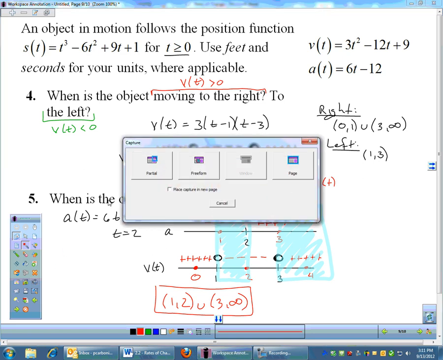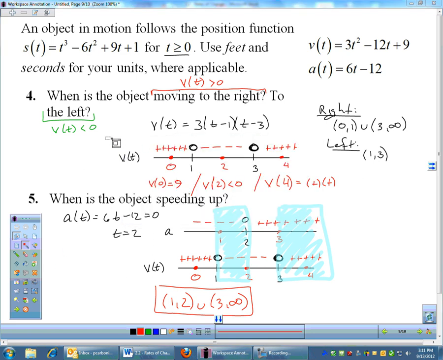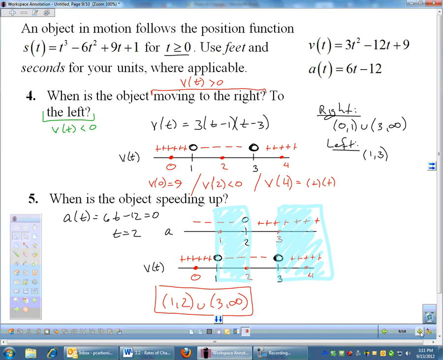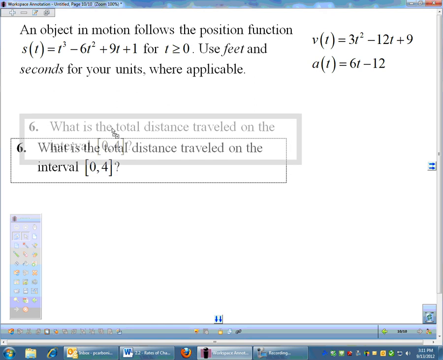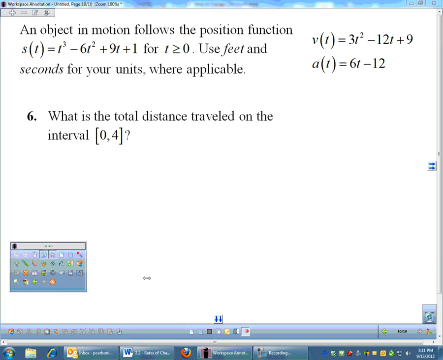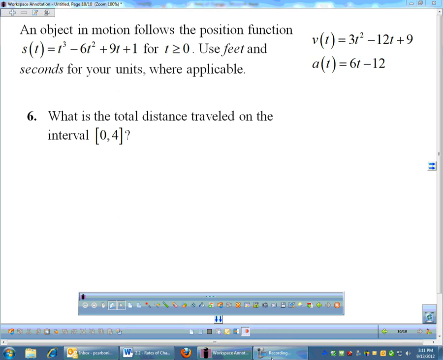Let's see. I'm actually going to, I want to get a copy of this velocity one more time. Last question. What is the total distance traveled from 0 to 4? I'm going to spend a little bit of time on this. How much time have I spent so far? 16 minutes. So hopefully we'll finish this in 20 minutes.